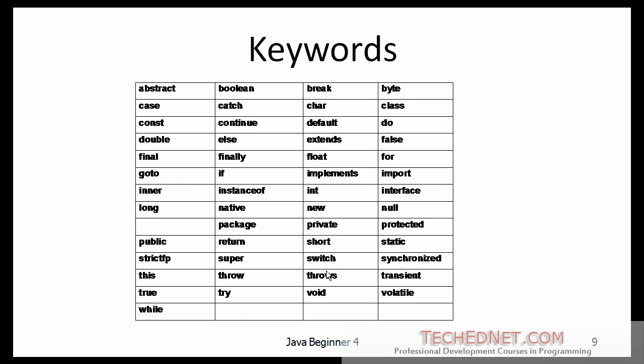Here is the complete list of Java keywords. While you declare variables, make sure that your variable names cannot be one of these keywords. We already came across some of these keywords earlier, like static, public, class. Those are all keywords. And these keywords are reserved and cannot be used as variable names in your Java program.